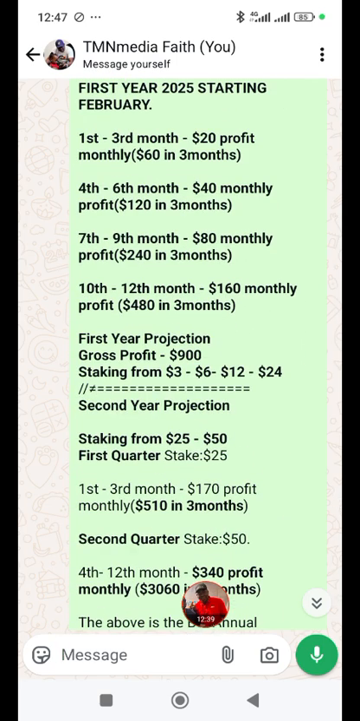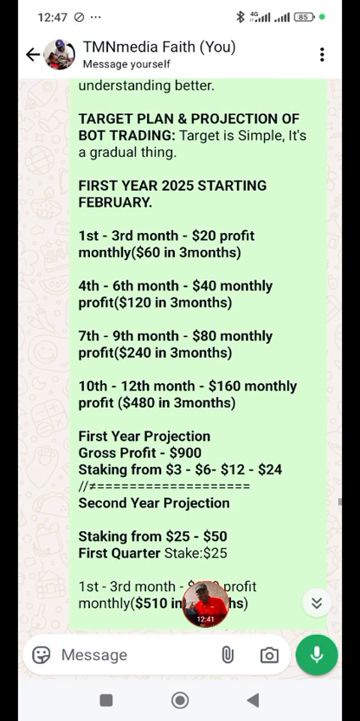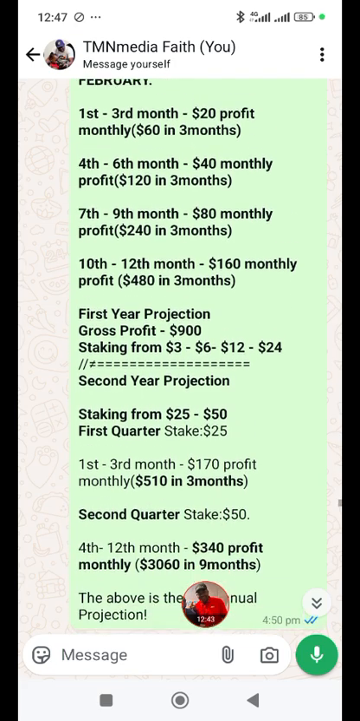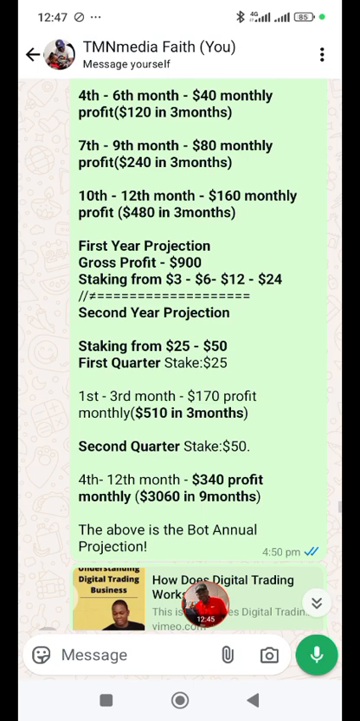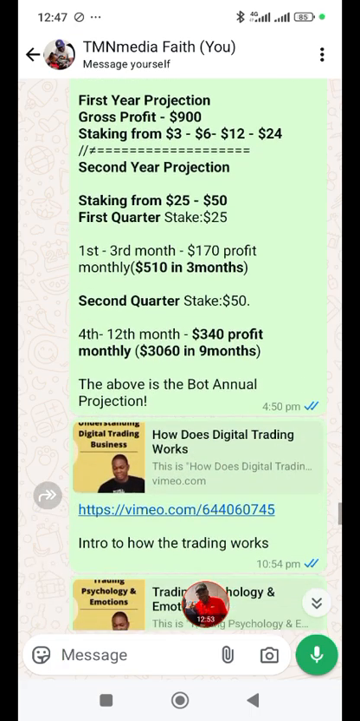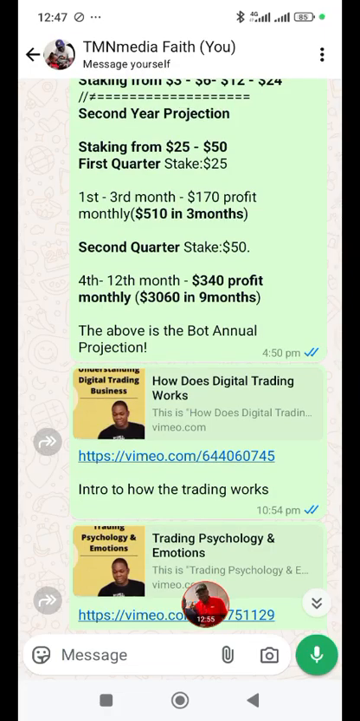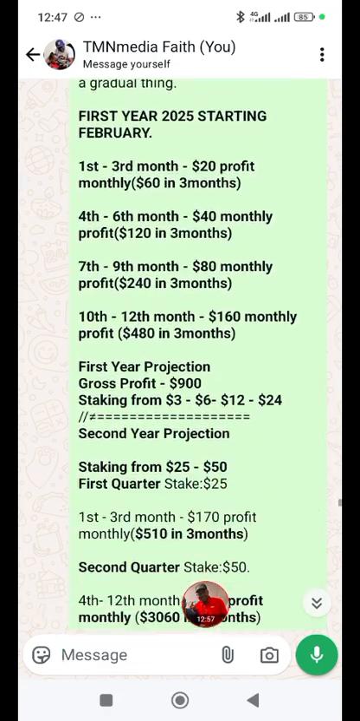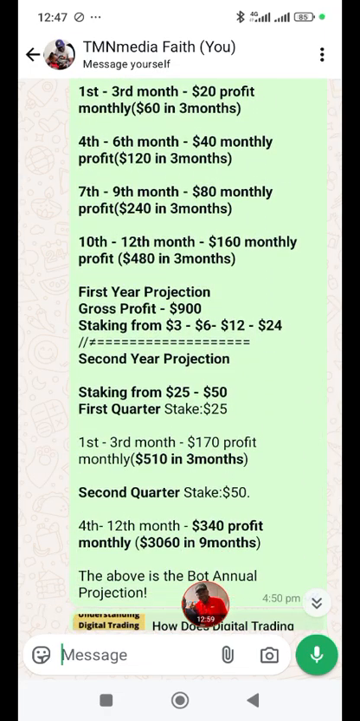So after the first year, this is our first month actually. February is our first month. So by the time we have been able to establish the consistency of it, from $3, $6, $12, we'll now start talking about you making like $13 every day. So this is the plan. This is how it works.